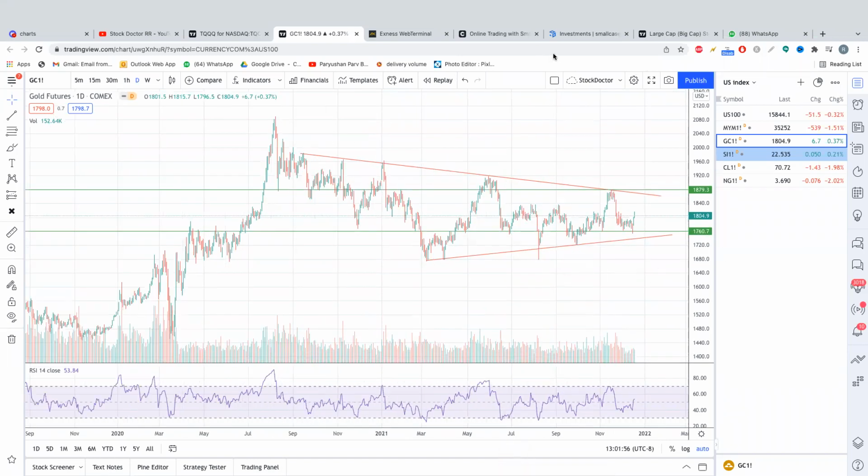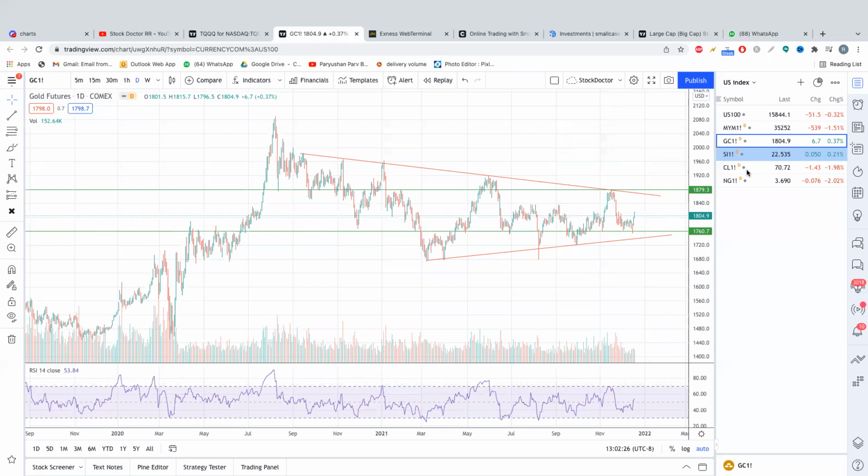Or you can say that once you start trading below 1,720 on a closing basis, then the first target is around 1,680, the second target is around 1,560, and the final target is around 1,400. So these are the lower targets for gold.